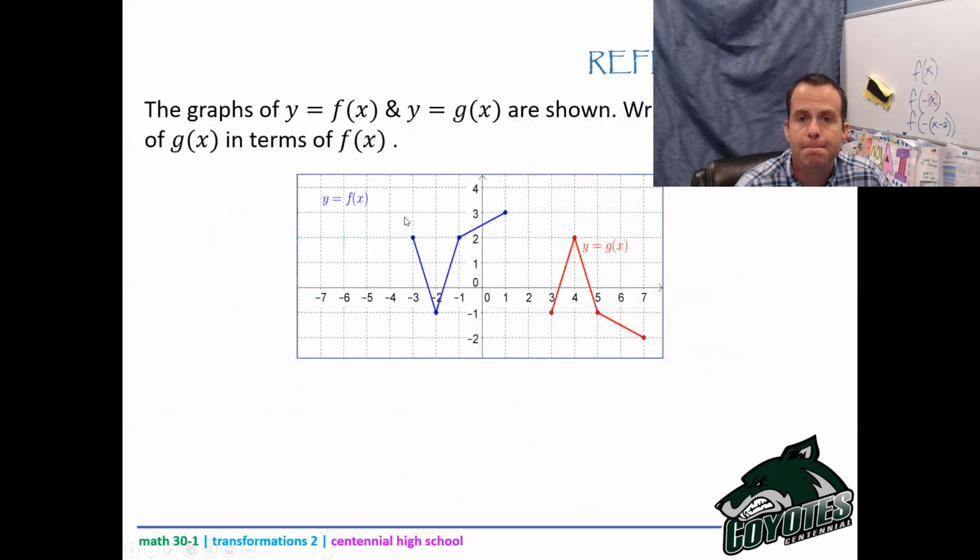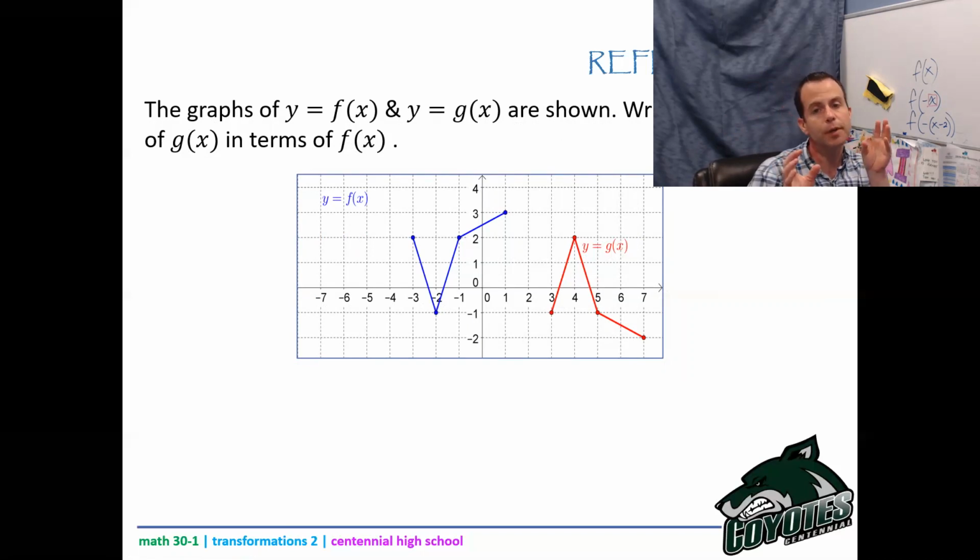Good. All right, now, the graphs of y equals f of x and y equals g of x are shown. Write the equation g of x in terms of f of x. Okay, so what we're saying there is, ultimately, my answer should say g of x equals f of x after I do all this stuff to it, okay? So this is a transformation equation because it says in terms of f of x. We're not trying to have a graphable equation here, but rather just a way of describing the transformations that are occurring.